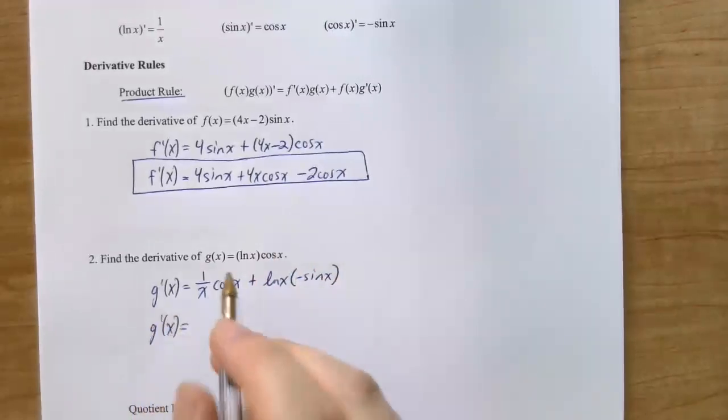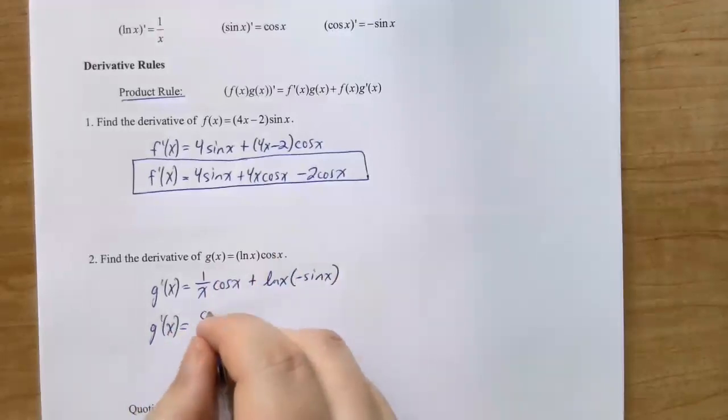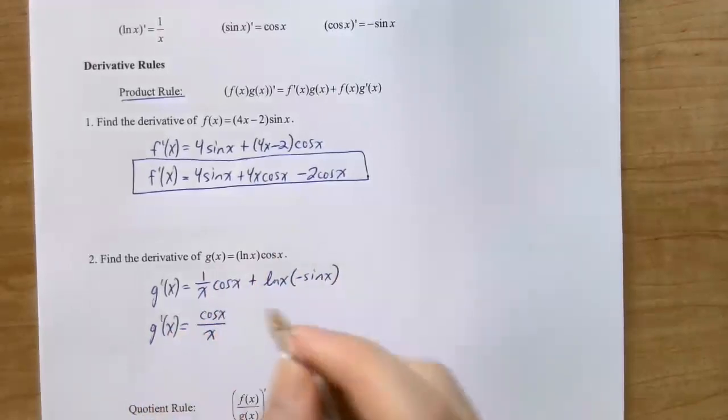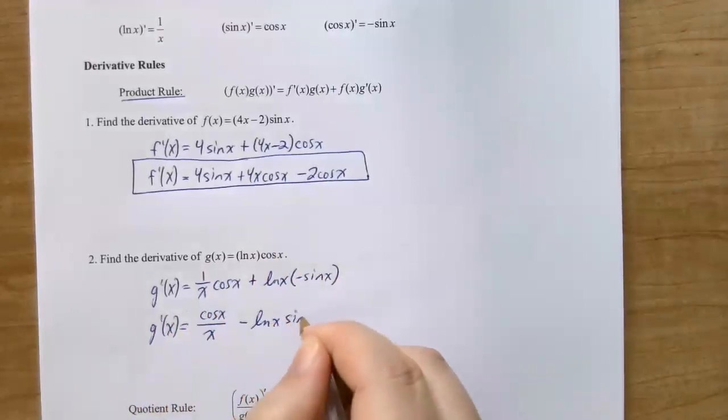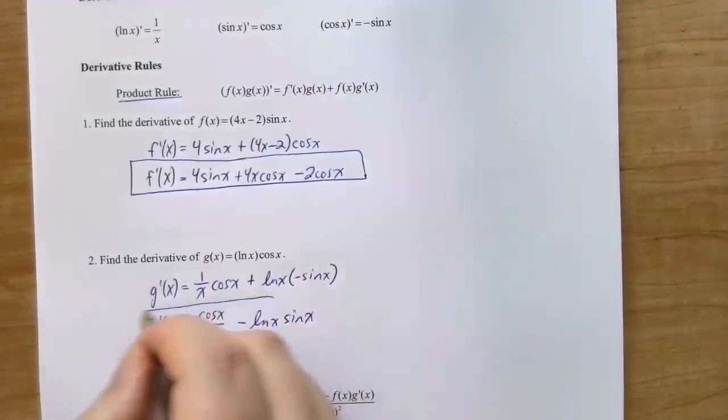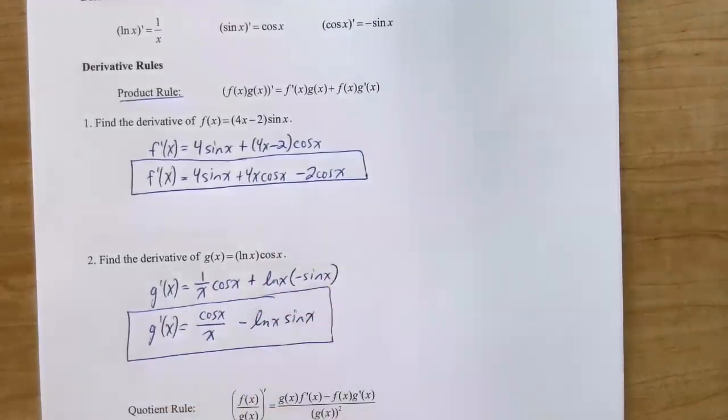Let's clean this up a little bit. So this can be rewritten as cosine x divided by x, and this becomes minus natural log of x sine of x. And there we have the derivative of function g.